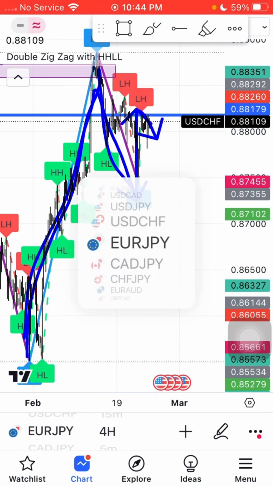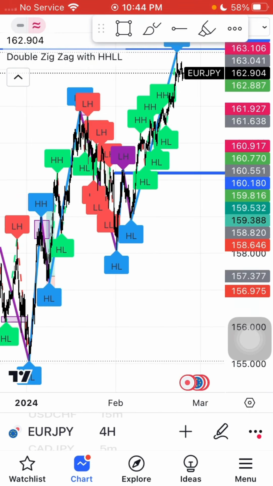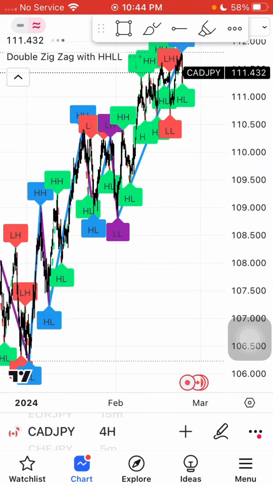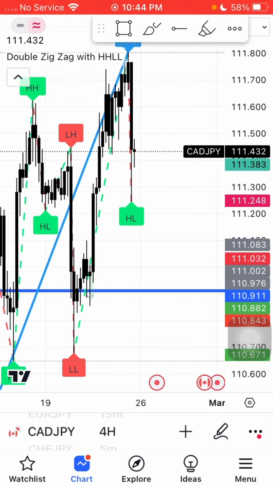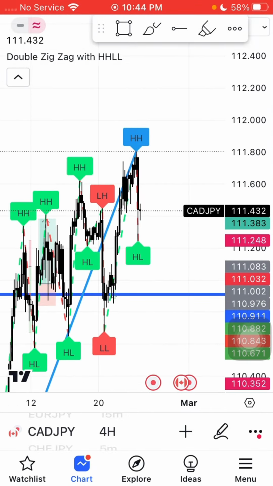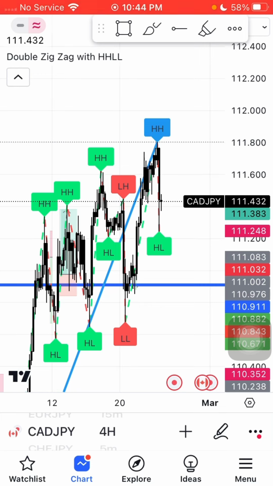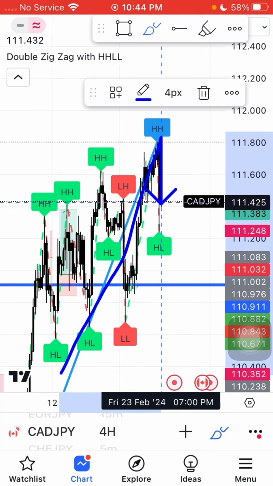So now let's check another setup. Let me check if I'm going to see any real-time setup. Here it is, guys. Alright, let me take this. Now let's use this for example. You can see here, this is a higher high right here, and then the market is forming a higher low right here.